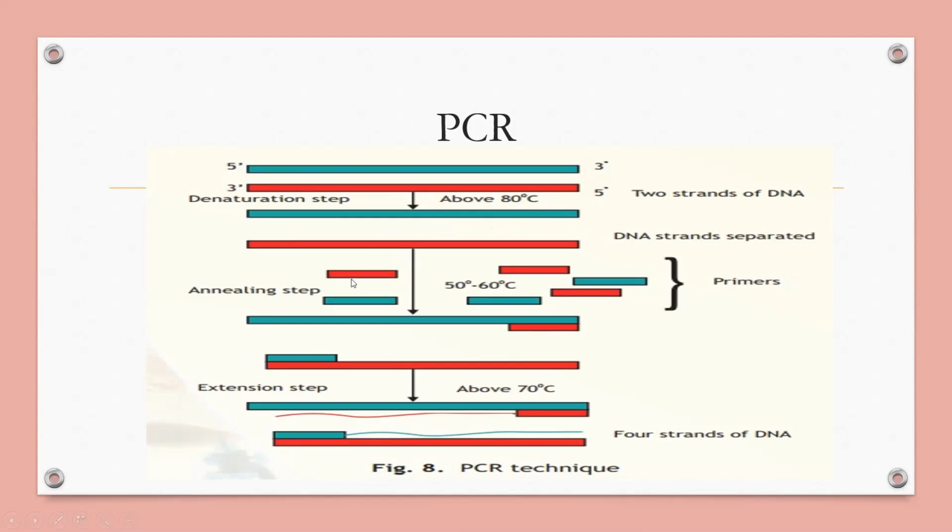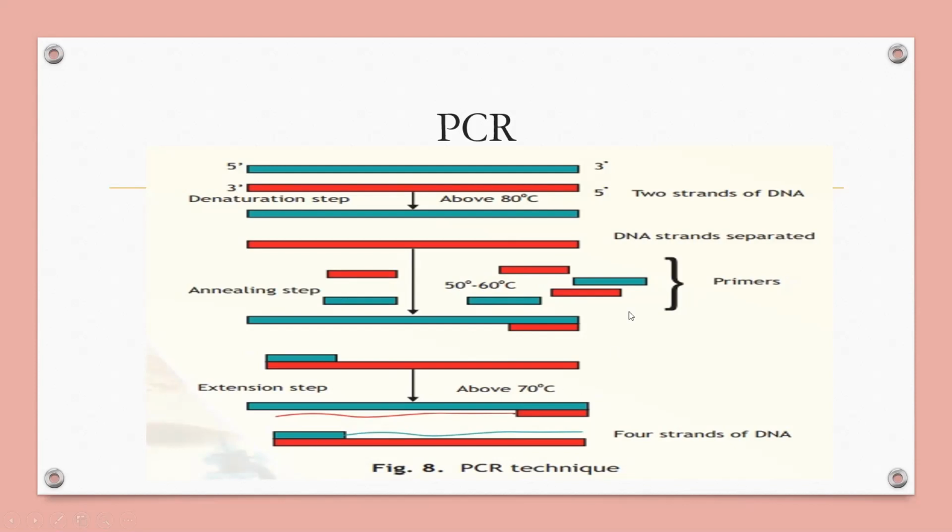First step is done. Second step, annealing step, or renaturation. In this step, the temperature of the mixture is slowly cooled to about 50 degrees centigrade to 60 degrees centigrade. The primers, look at here, this is primers. These primers base pair with the complementary regions flanking the target DNA strands. The process is called renaturation.